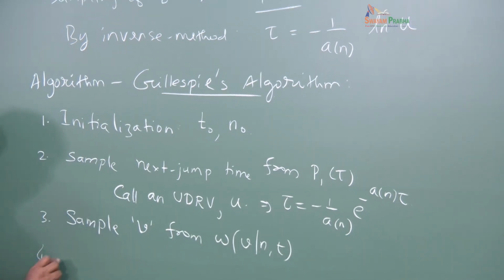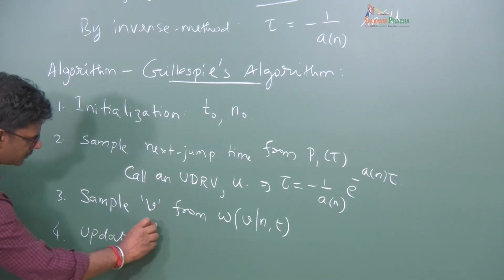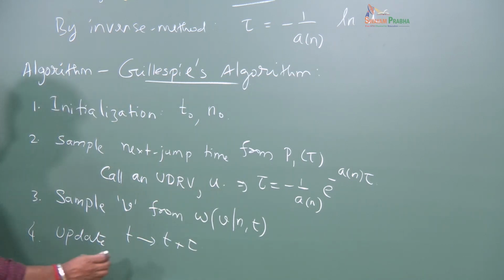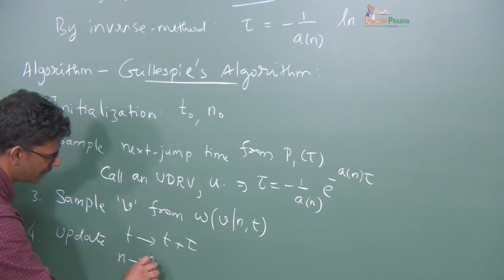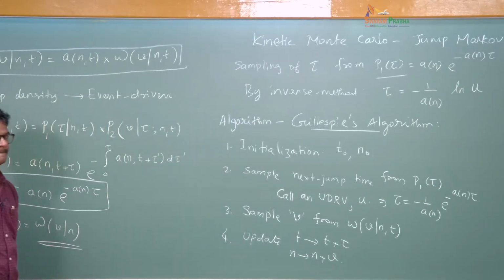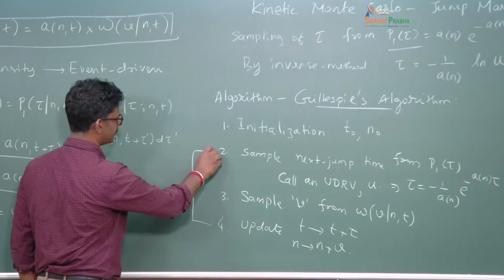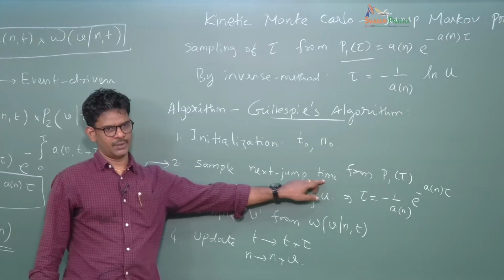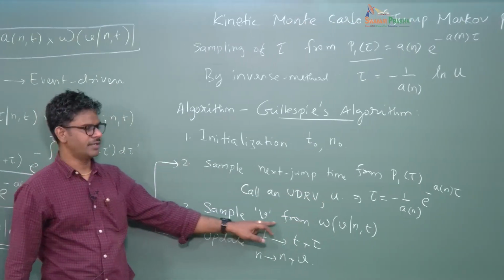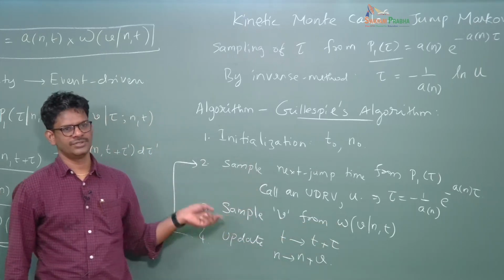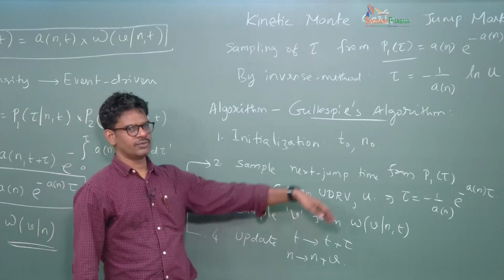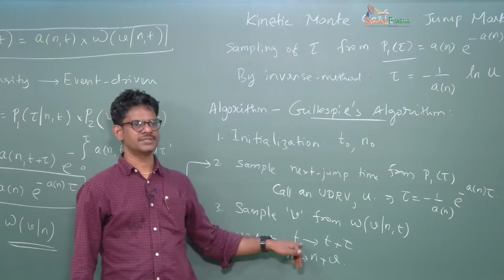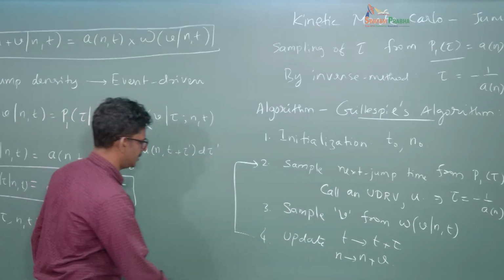And four is to update. You will update time t equal to t plus tau, which is sampled here, and n is updated from n to n plus nu, and this will be looped. Once you update this, go back, choose a new time interval, find new values, update, and this goes in a loop for as long as you want to do the simulation. You can give a cutoff for time. You can run the simulation over a particular time t, and when the time is reached, you stop it here.